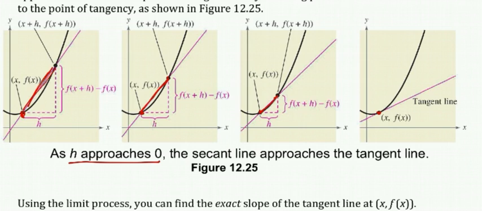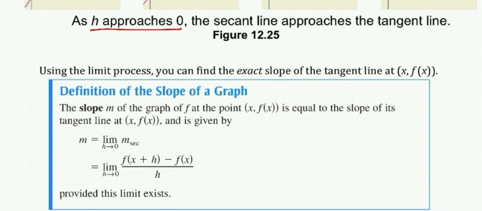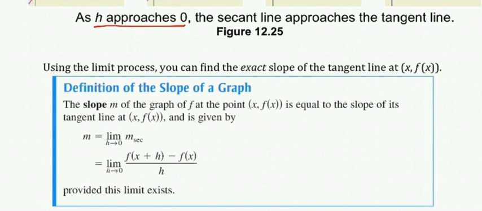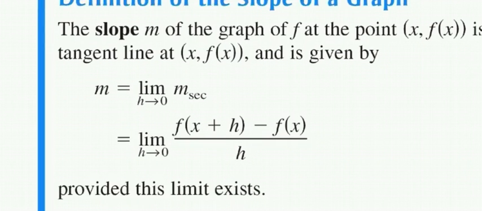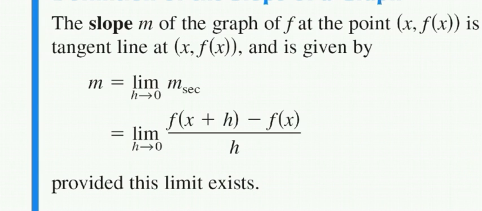So let's use that in terms of limits. Using the limit process, you can find the exact slope of a tangent line at x and f of x, the output. Using this definition, the slope m of the graph of f at the point (x, f of x), the x and y coordinates at that point, is equal to the slope of the tangent line at that point and is given by the limit as h approaches 0 of m sub secant, the slope of the secant line. That is, the limit as h approaches 0 of f of x plus h, a point a little bit to the right, minus the output f of x, over h.